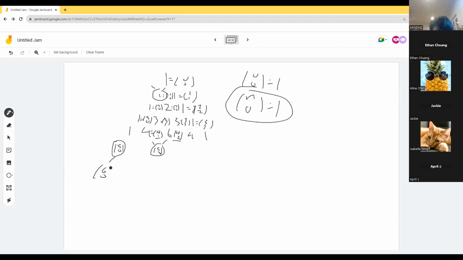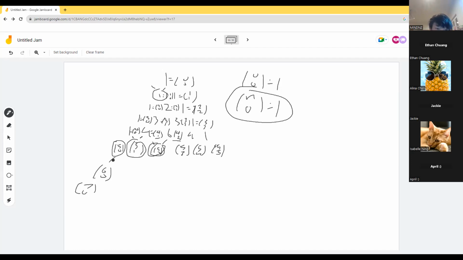Right, this is 6 choose 0, this is 7 choose 0. And then this should be 5 choose 1, because it's 1 plus 4, which is 5. It's also 4 choose 0 plus 4 choose 1, which is equal to 5 choose 1. Then 5 choose 2, 5 choose 3, 5 choose 4, 5 choose 5.